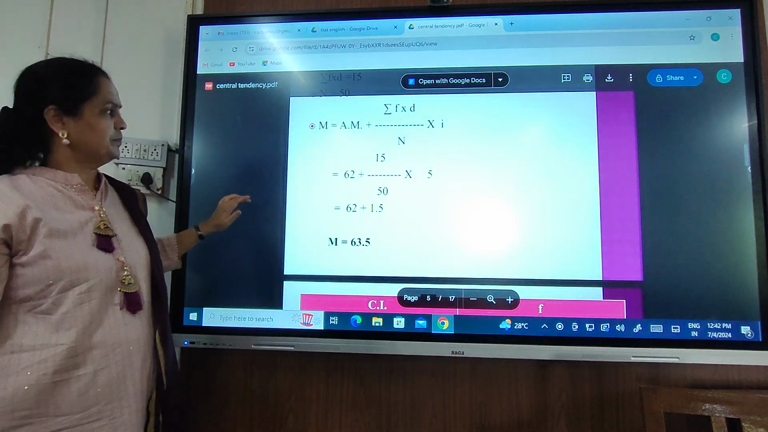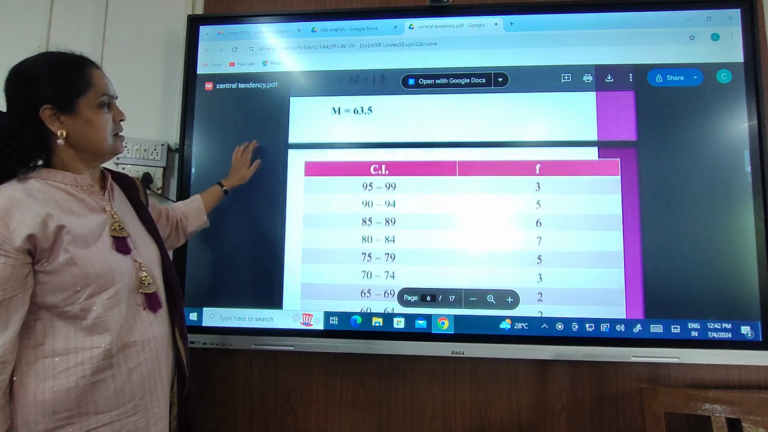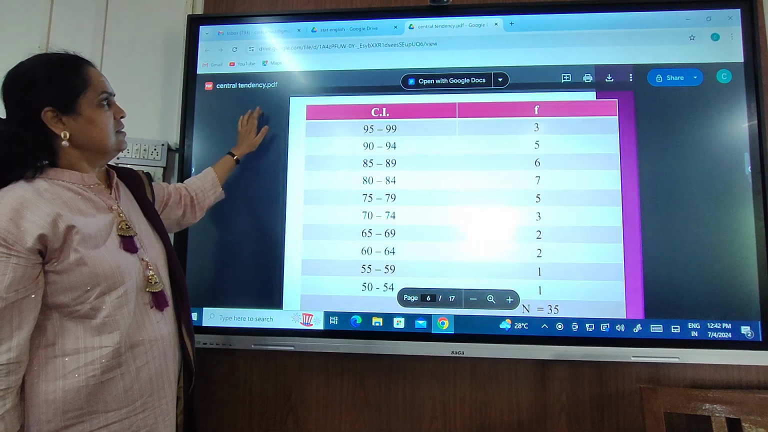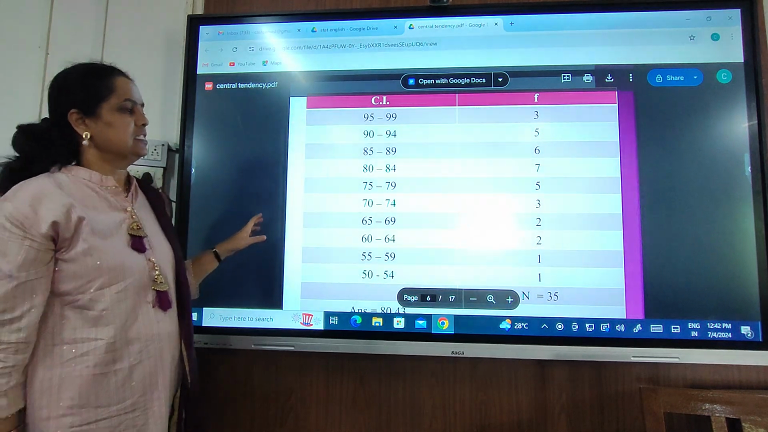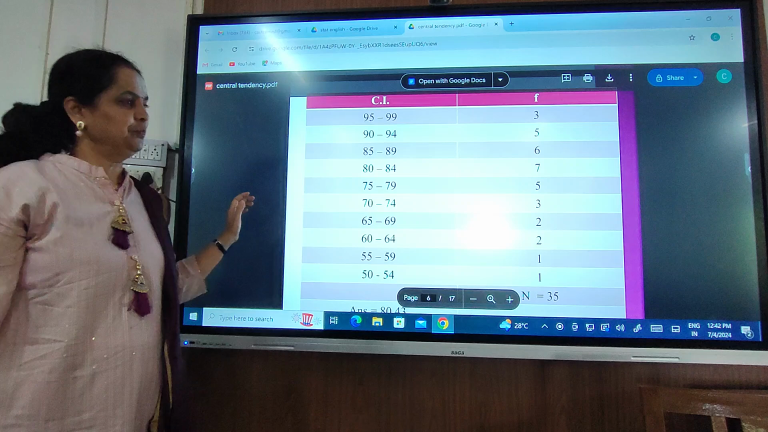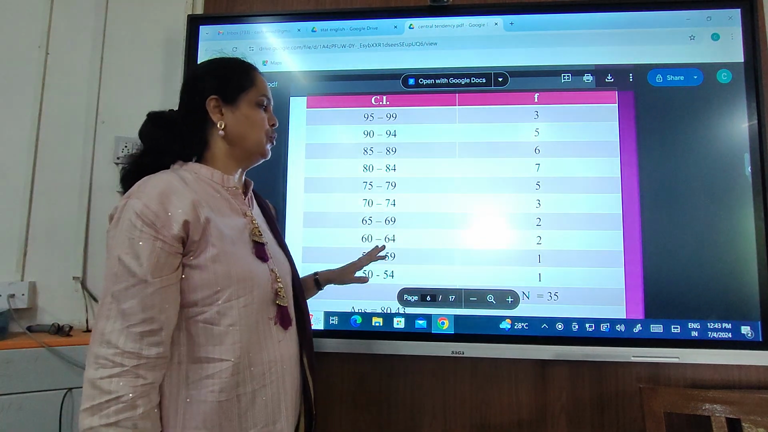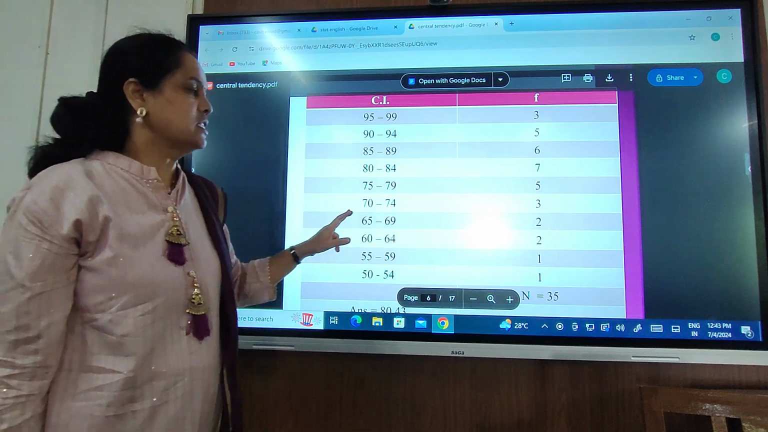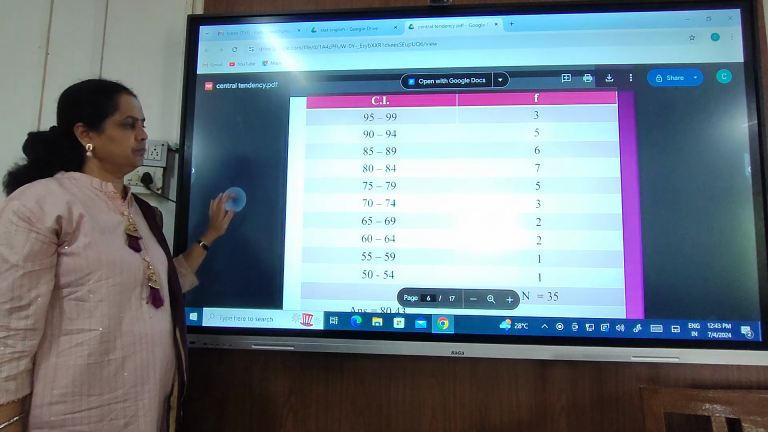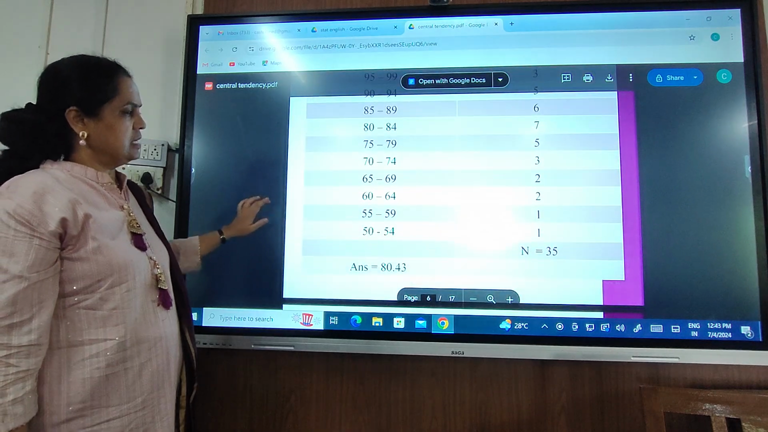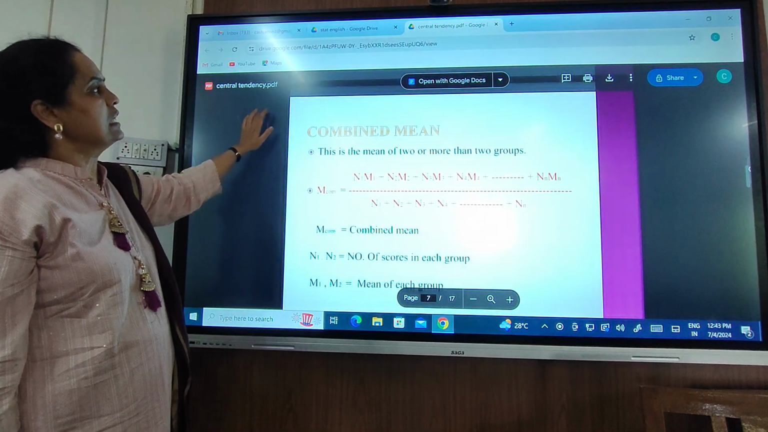Okay. Now this is another sum for homework. Only this data will be provided to you to solve the sum. Okay. Let us see the next measure of central tendency.